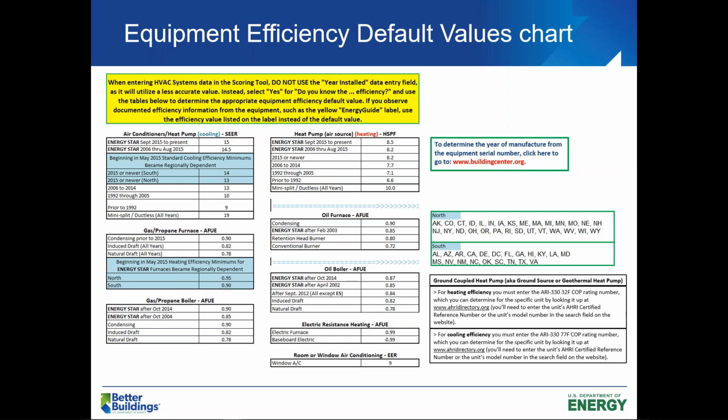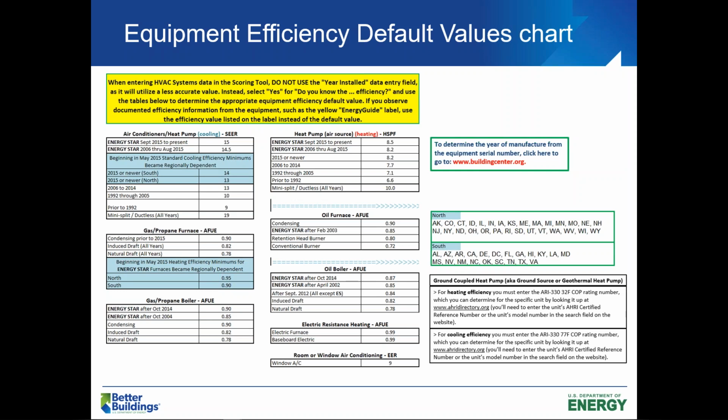So none of the efficiencies have changed. We're still using AFUE for combustion fuel and electric resistance heat. We're still using SEER and HSPF for air conditioning and heat pumps. So none of that has changed, just the values have.